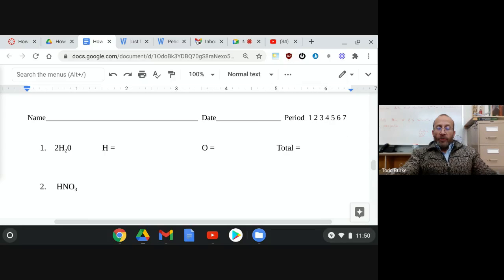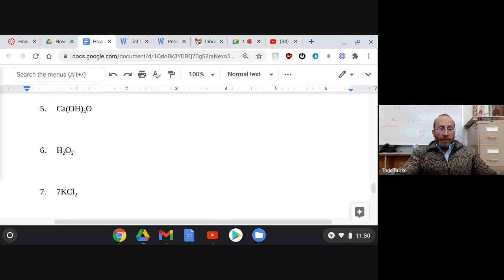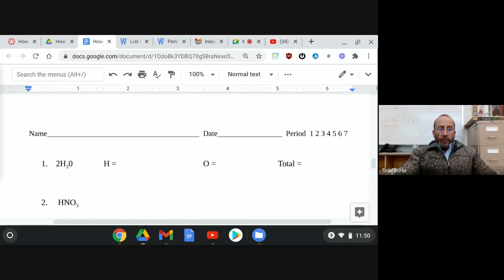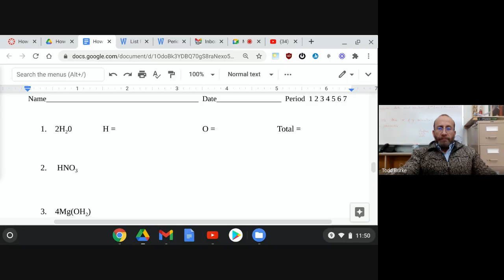Now, this is what page 2 looks like, and there are 10 of these problems for you to try on your own and turn in. The first one here is two molecules of H2O. You've heard of H2O, it's water, and I'm going to show you how to count them.